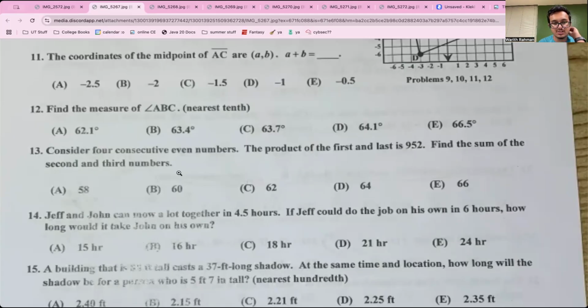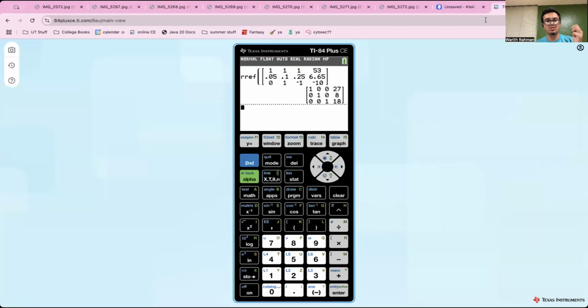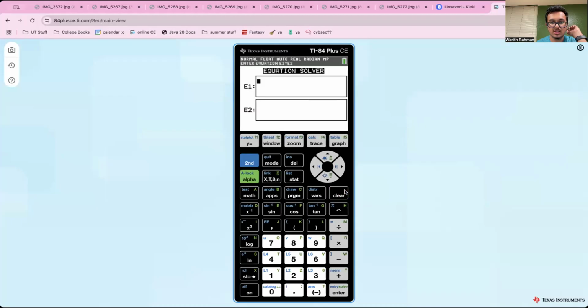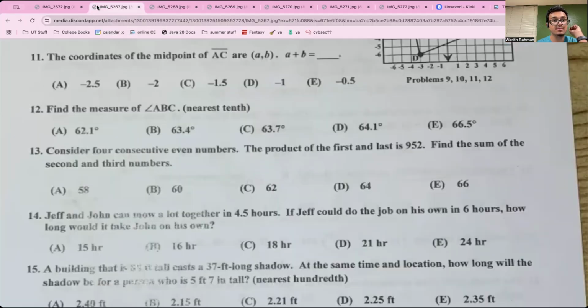The better idea though is if we rewrite these numbers as n, n plus 2, n plus 4, n plus 6, we're saying that n times n plus 6 is 952. Now, if we use our handy dandy equation solver, okay, we solve this, we get 28. That means our lowest number is 28. That means our second and third numbers are 30 and 32. Thus, their sum is 62.